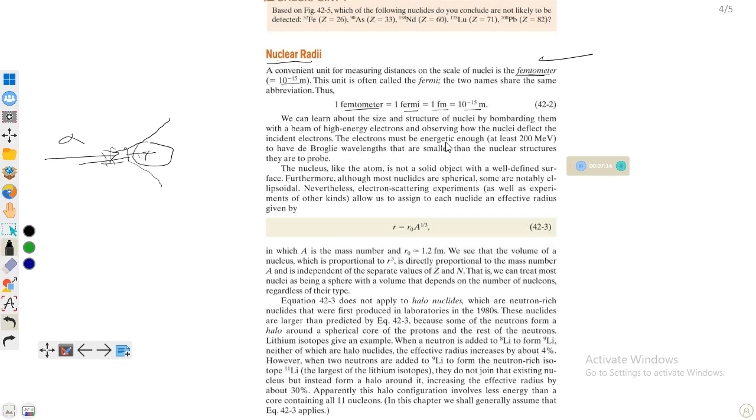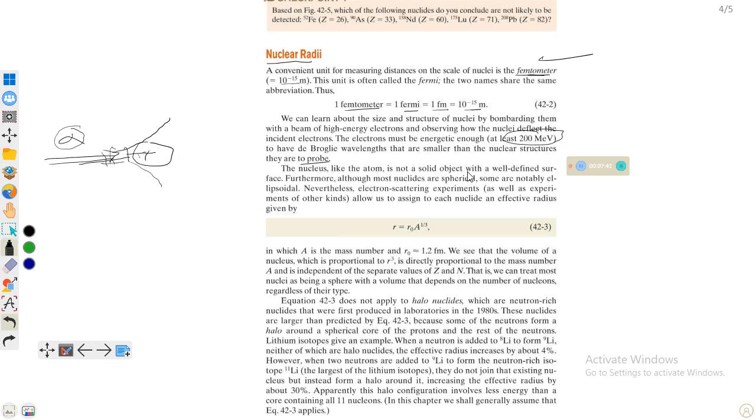The beam must be energetic. The bombarding or projectile particles should have at least 200 mega electron volt energy to have de Broglie wavelengths smaller than the nuclear structure being probed. It means those particles should be used which have 200 MeV energy to probe or come close to the nucleus.